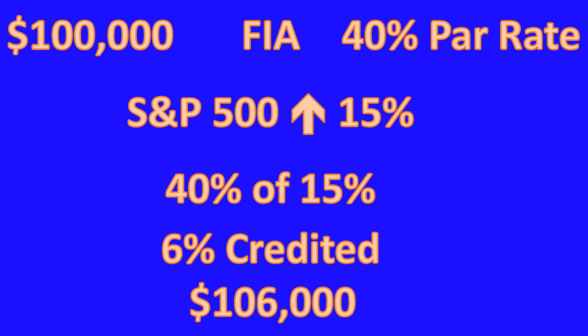So hypothetically speaking, assume you had a $100,000 balance in a fixed index annuity with a 40% participation rate, linked to the S&P 500, and it was up 15% that year. Your account would be credited with 40% of that 15% gain, or 6%, thus making your new balance $106,000. Now, all of that $106,000 is locked in and protected from losses due to the market going forward.